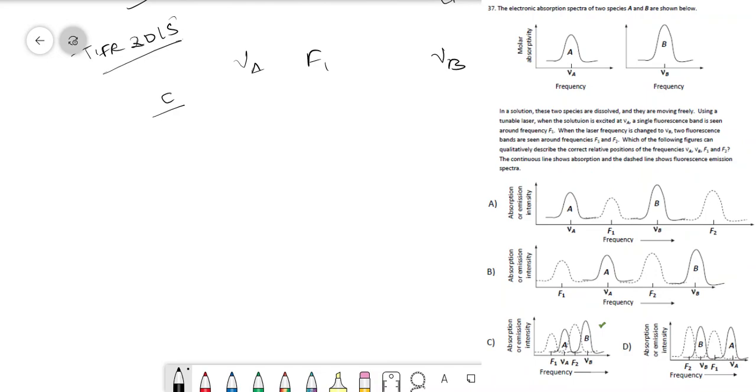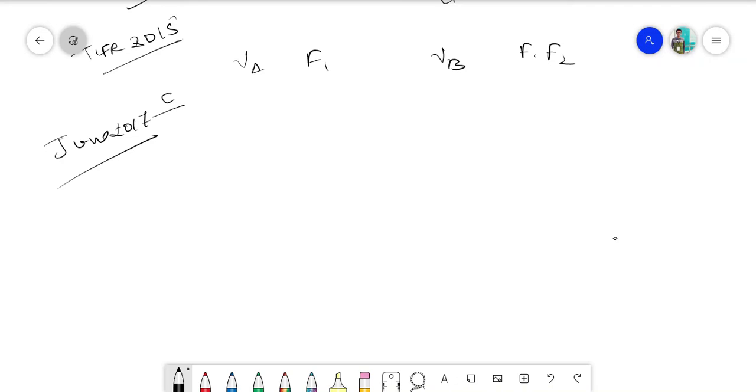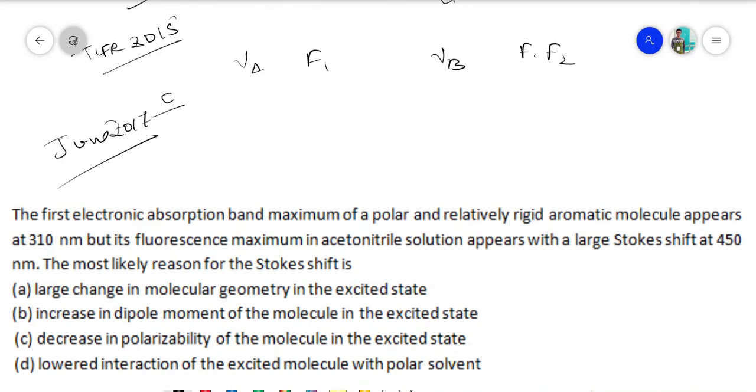I think there was one more question. Yeah, June 2017. And the question says, the first electronic absorption band maximum of a polar aromatic molecule occurs at 310 nanometers. And its fluorescence maximum in aqueous solution occurs at 450 nanometers. So there is a shift to higher wavelength.